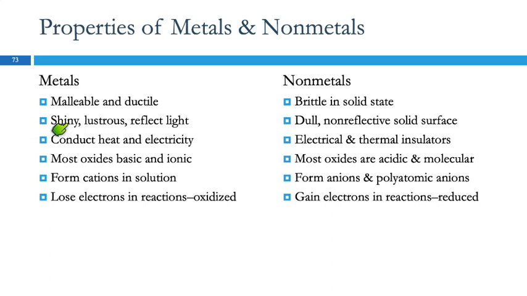Metals are shiny and lustrous. Nonmetals are not. Metals conduct heat and electricity. Nonmetals do not. Metals lose electrons. They become oxidized. Nonmetals do not. They gain electrons. They're reduced.